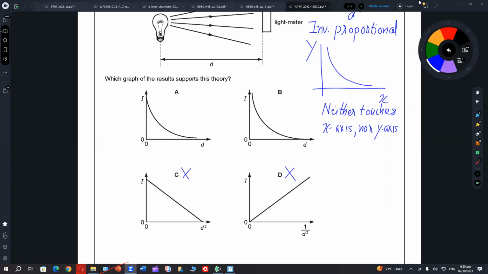Some people are still thinking of A, even though I have pointed out three times, inverse proportionality curve. I repeat my words. Inverse proportionality is a curve. It is never a straight line and it never touches the x-axis or y-axis. Unfortunately, some people are still saying A. They should see how A can be the answer when it is touching the y-axis.